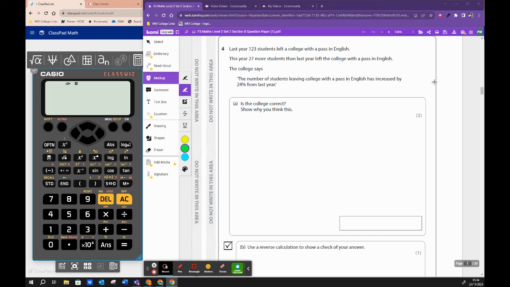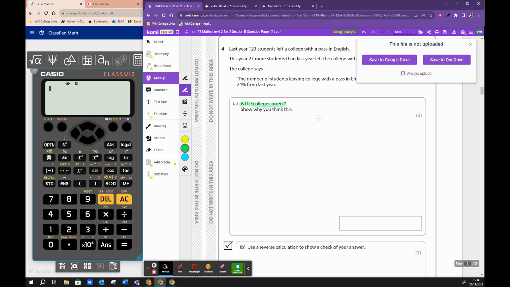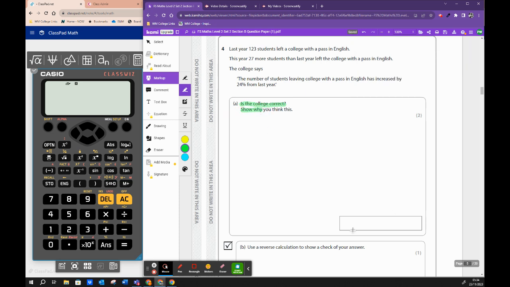Okay, question 4. So, what are we asked? Is the college correct? So that's going to be yes or no, and show why. And I can see that down here, I've got part 2, which is that I need to do a reverse calculation to do a check. So it's not only telling me to do a check, it's telling me how I need to do it. So is the college correct?